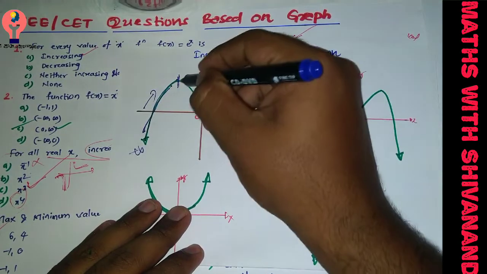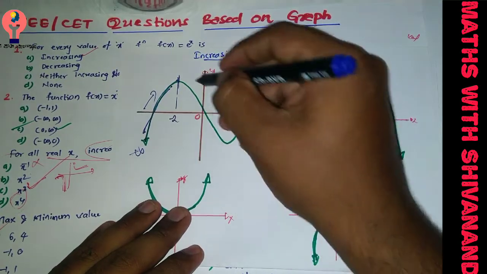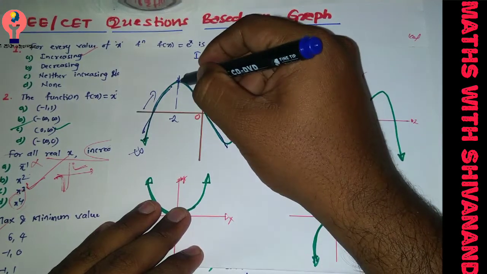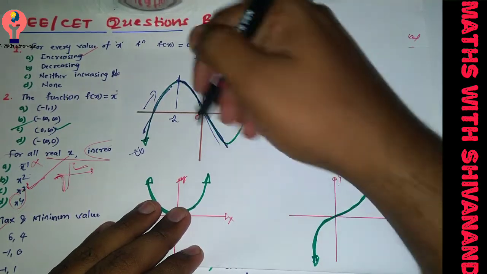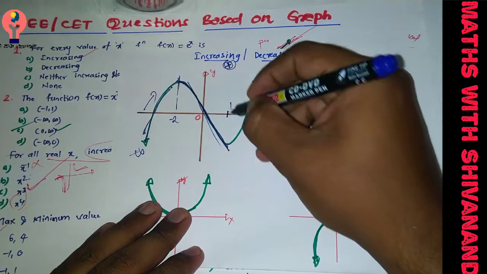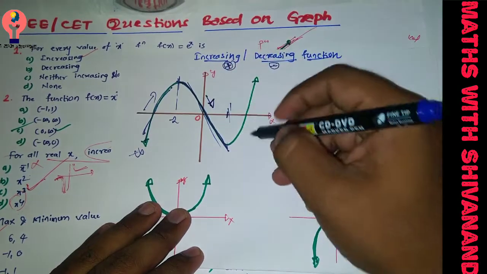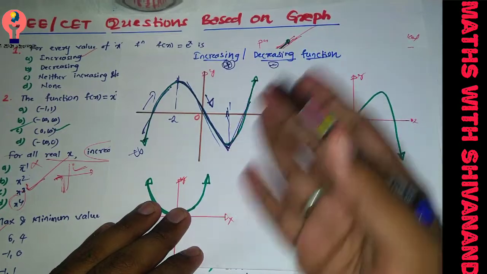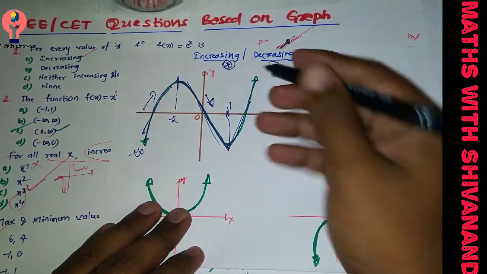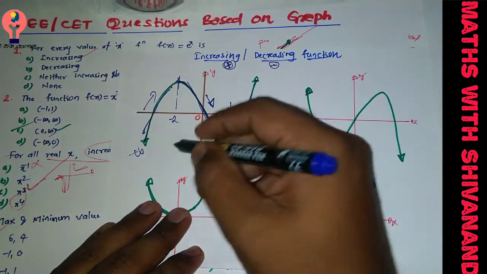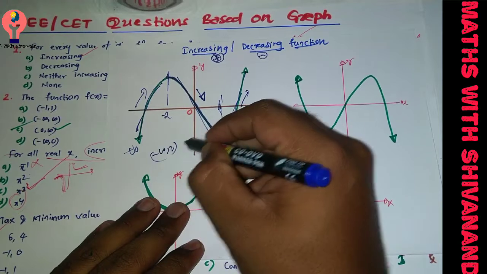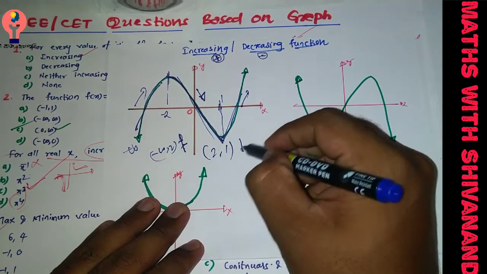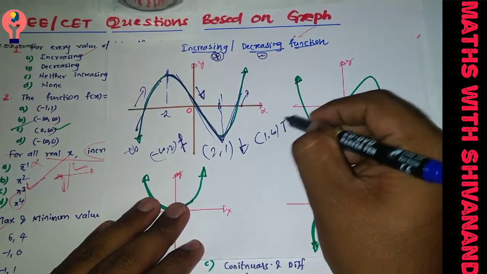Hence this part is an increasing function. Say this point is x equal to -2, and this point is 1. From -2 to 1 you are getting down, so it is a decreasing function. Again from 1 to infinity you feel like you are going up, like climbing a mountain, so this is increasing. So from minus infinity to -2 it is increasing, from -2 to 1 it is decreasing, and from 1 to infinity this is increasing.